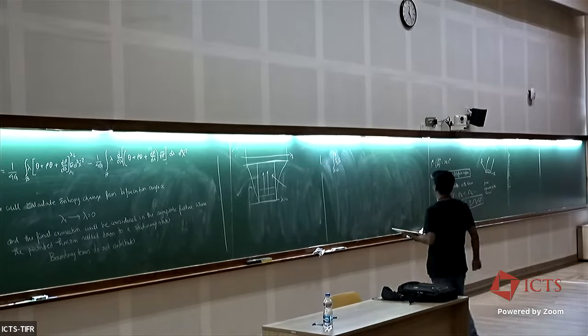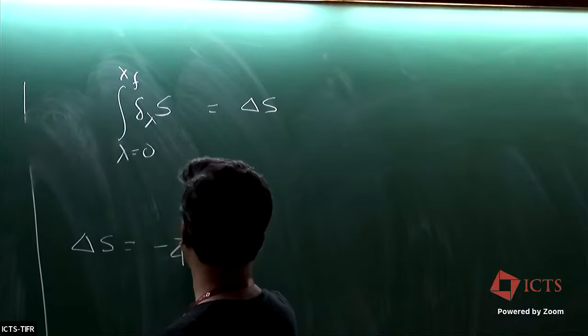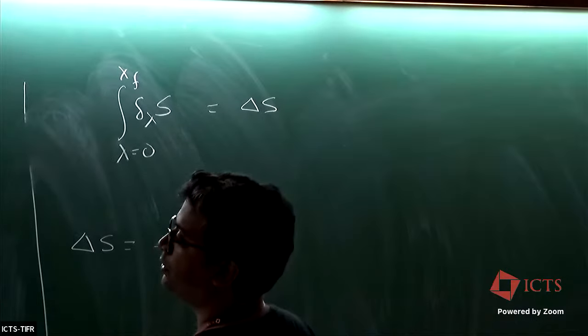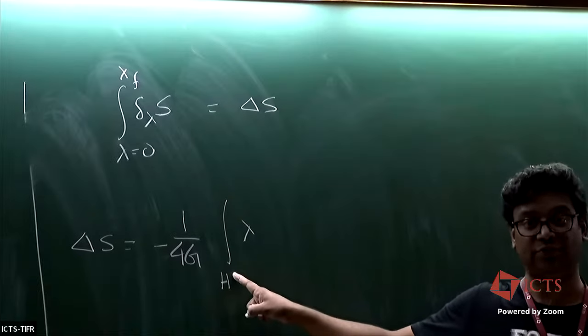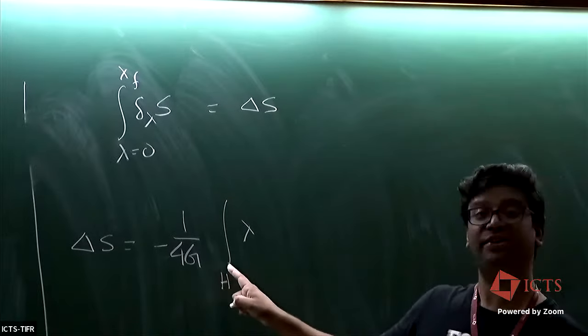And therefore, delta s is given by minus 1/4g integral h lambda. Again, remember the limits here. These are two integrals. One integral is on the d minus 2 surface, and there is a lambda integral which goes from lambda equal to 0 to lambda f. Lambda f is stationary. Okay, the cross section.